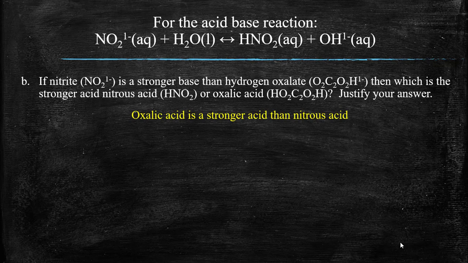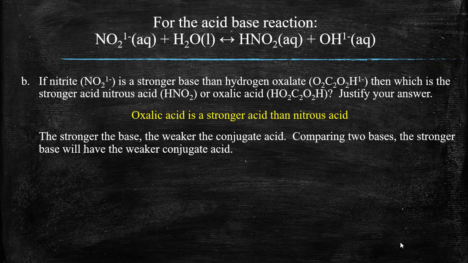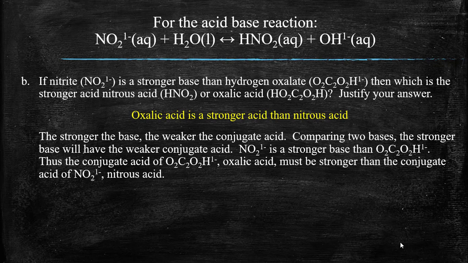The first part of the question: oxalic acid is stronger than nitrous acid. Why? The stronger the base, the weaker the conjugate acid. When you compare two bases, the stronger base will have the weaker conjugate acid. Nitrite is a stronger base than hydrogen oxalate. Thus, the conjugate acid of hydrogen oxalate, oxalic acid, must be stronger than the conjugate acid of nitrite, nitrous acid. You have thus justified your answer.